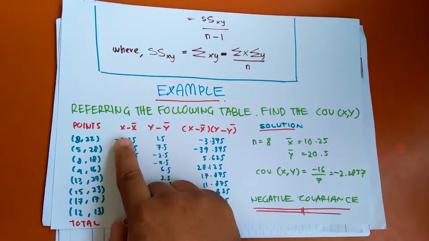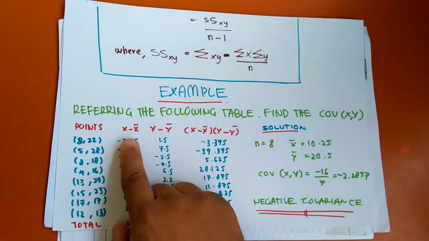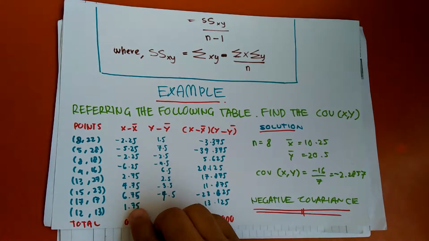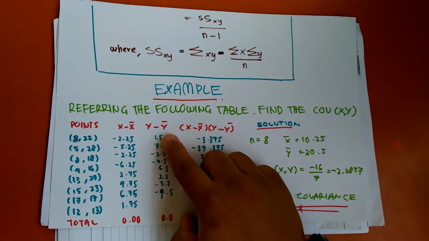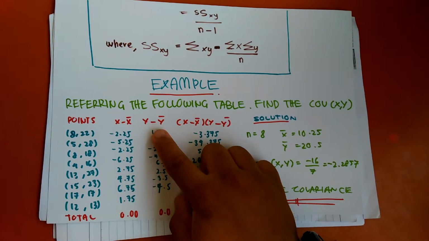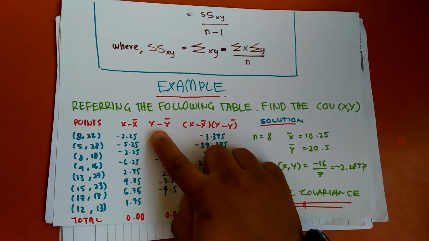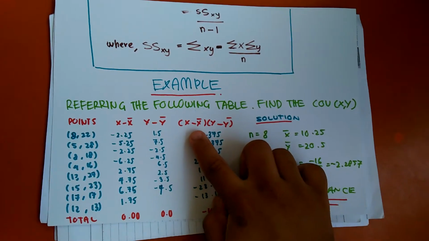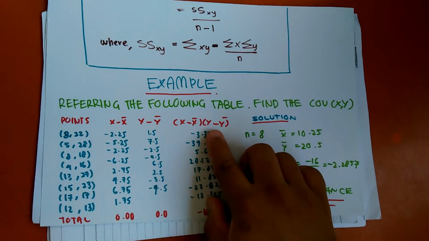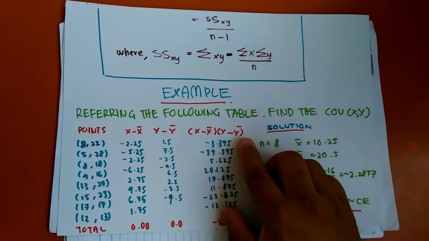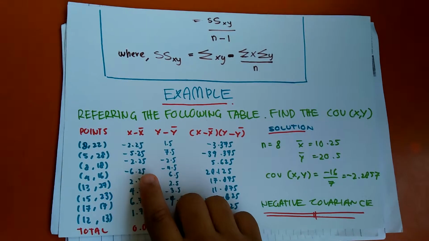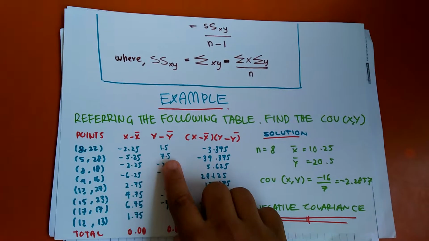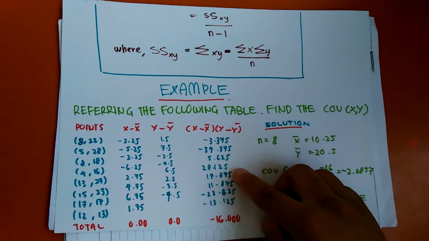Then the value of x must be subtracted by the mean of x to get the values for this column. And for this column, we subtract the mean of y from the value of y. To get the value for x minus mean of x multiplied by y minus mean of y, we multiply the values of this column with this column to get the value for each of them.